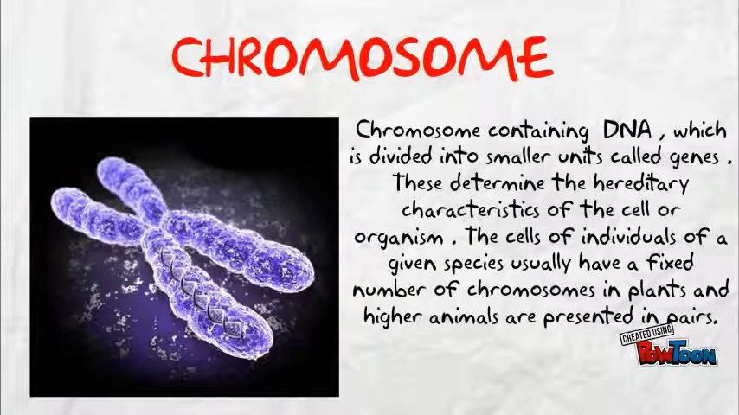Chromosome. Chromosomes contain DNA, which is divided into smaller units called genes. These determine the hereditary characteristics of the cell or organism. The cells of individuals of a given species usually have a fixed number of chromosomes, and in plants and higher animals they are present in pairs.